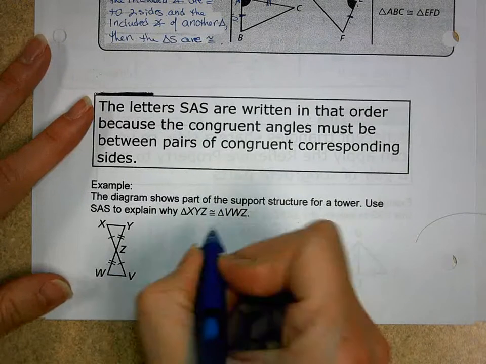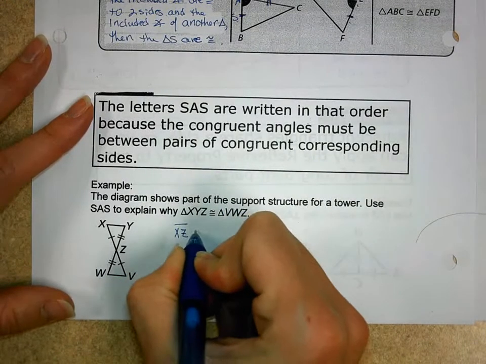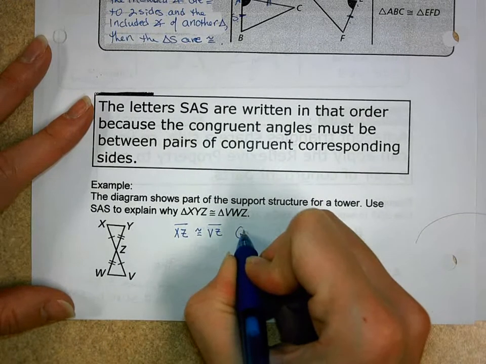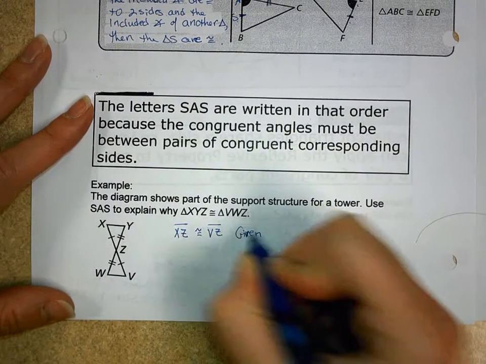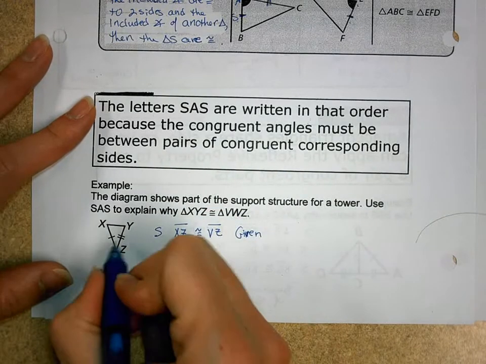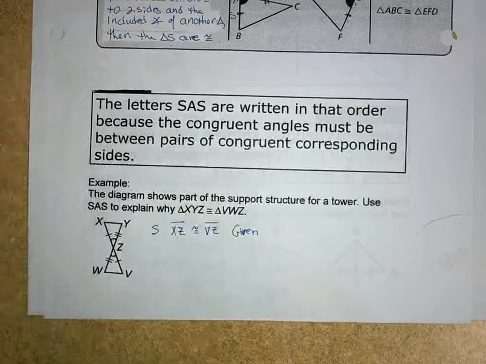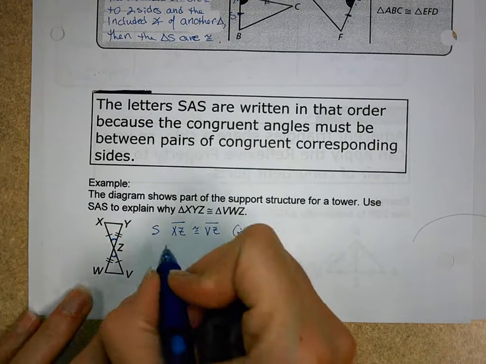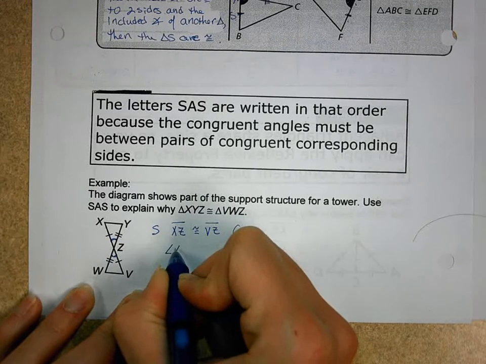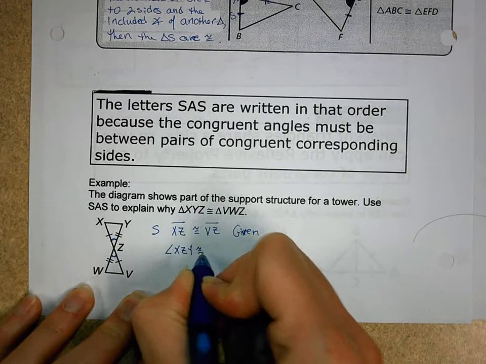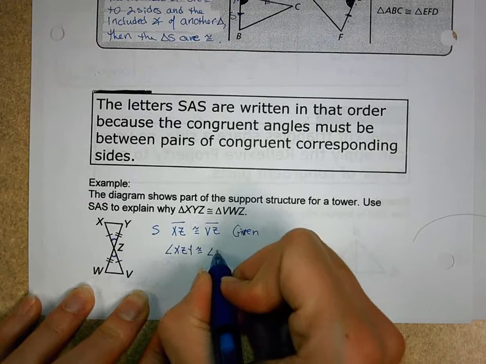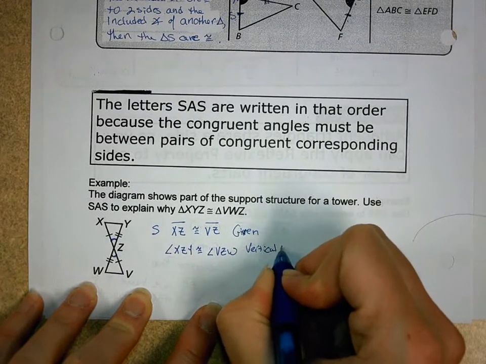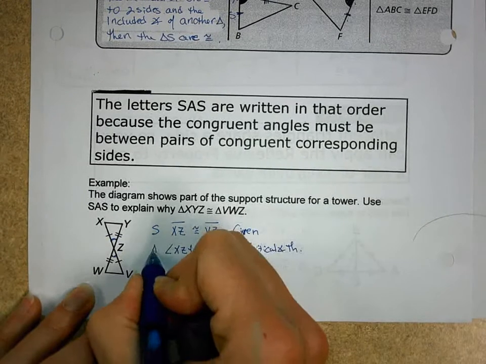Well, what do I know first? Segment XZ is congruent to segment VZ because it's given. That gives me a pair of sides. Then I'm going to look at my vertical angles. Because I have two intersecting sides, I have a pair of vertical angles, and by the vertical angle theorem, they're congruent. So I know angle XZY is congruent to angle VZW. And that's the vertical angle theorem. And that gives me a pair of congruent angles.